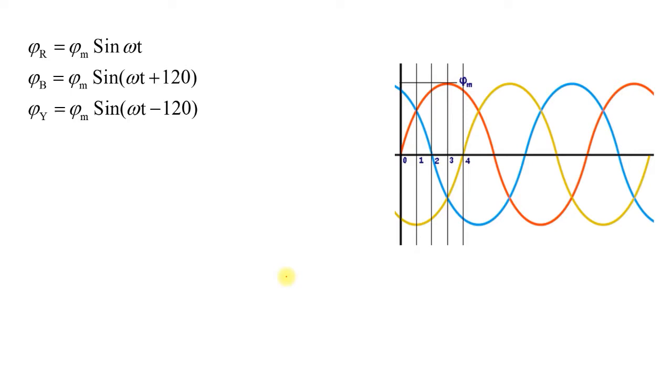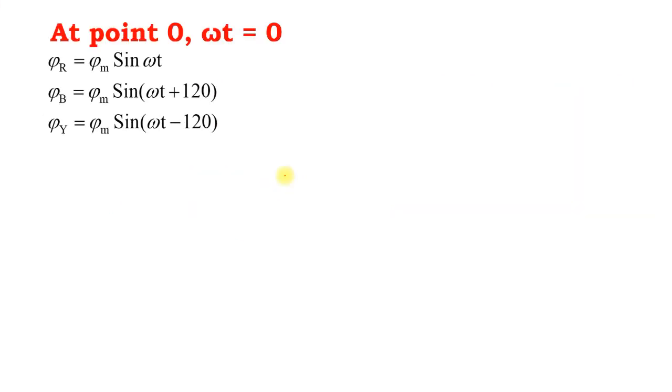Let us consider the magnetic flux equation and waveform. On this waveform, I am going to consider three different instants. At the first instant, the angle omega t is equal to 0, at the second instant omega t is 60 degrees, and at the third instant omega t is equal to 120 degrees. Let us substitute all these three values in these equations. What happens to the magnetic flux? We'll check it out. Now let us put omega t equal to 0 in these three equations.